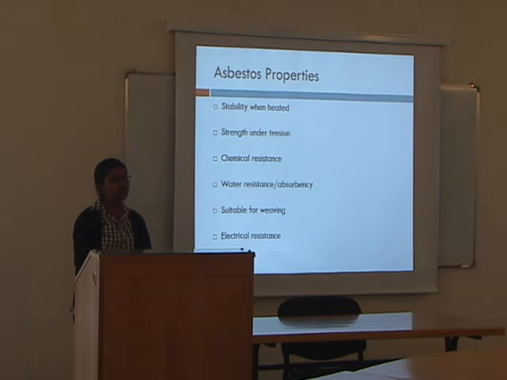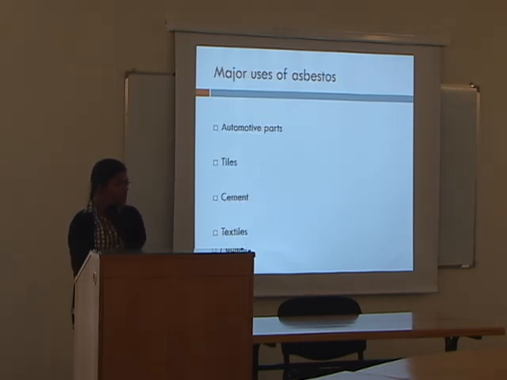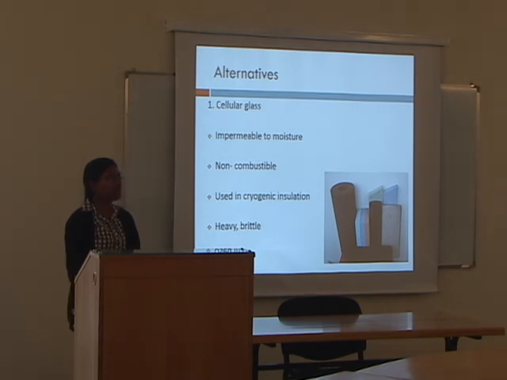It is suitable for weaving, so it has been woven into fabrics and fibers, and is also used for the suits worn by firefighters. It has high electrical resistance, and that is why it has been used in electric boards, batteries, and other applications. The main uses of asbestos are in automotive parts like clutch pads and brake wires. It is also used in roofing and flooring tiles. It is mixed with cement and used for insulation, and since it has high tensile strength, it is used in big buildings. It is also used in textiles, as I mentioned, woven into fabrics for firefighters' costumes. Then the alternatives are cellular glass.